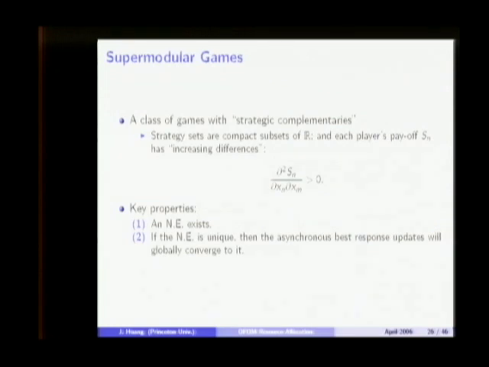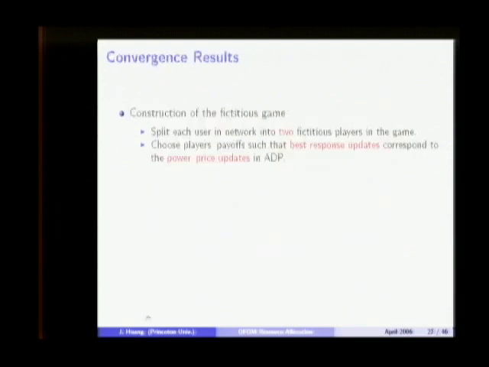And a key property of a supermodular game is the following. First, a Nash equilibrium exists. So you automatically get a Nash equilibrium, maybe more than one. And second, if the Nash equilibrium is unique, then the asynchronous best response update will globally converge to that. So this is a very powerful convergence result.